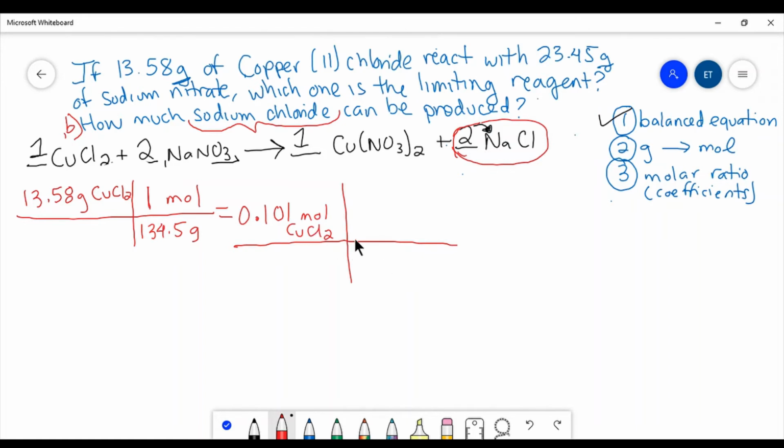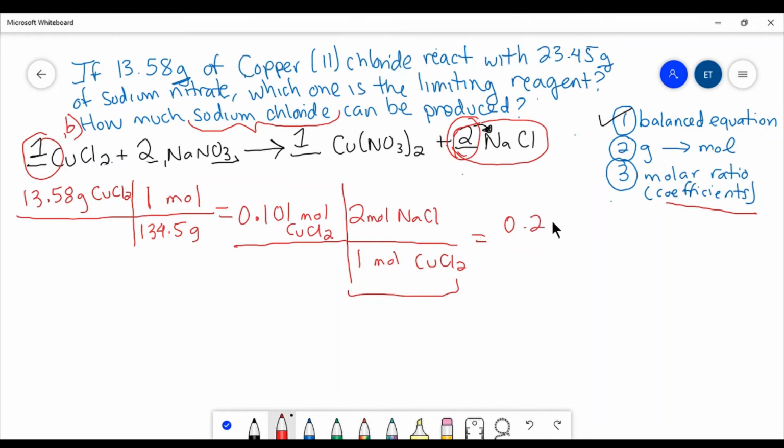So I might as well just do this one instead. Our molar ratio, remember, is us looking at our coefficients and writing them in this section. So for every 1 mole of copper II chloride, we're going to have 2 moles of sodium chloride. And this is going to give us an amount of 0.202 moles of sodium chloride.